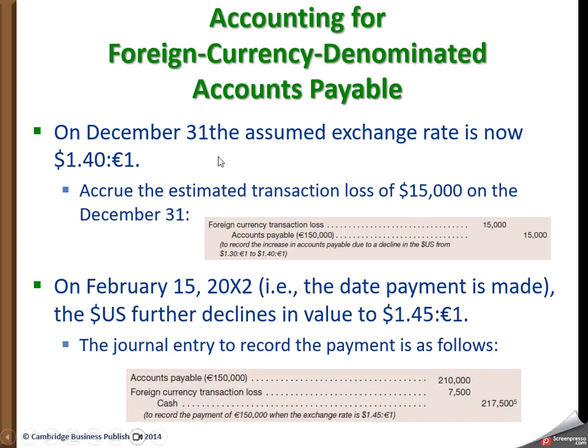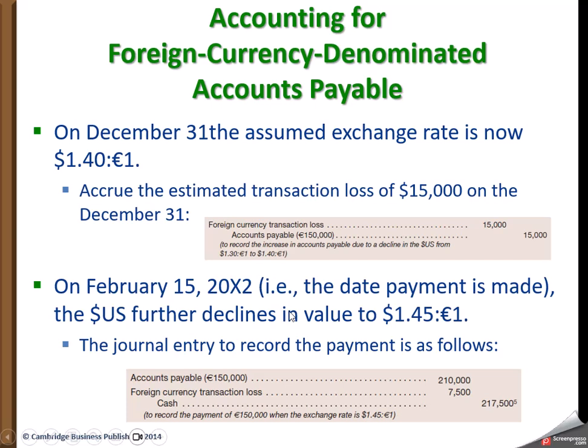So if our exchange rate goes to $1.40, so now it takes $1.40 to buy a euro, so the US dollar has weakened, we're going to have a loss. So we need to increase our accounts payable to bring it up to what it really is. And then we're going to debit a foreign currency transaction loss. So again, it's the $1.40 times the 150,000 euros that we need to have, and we compare it to what we already recorded, and we just record the difference.